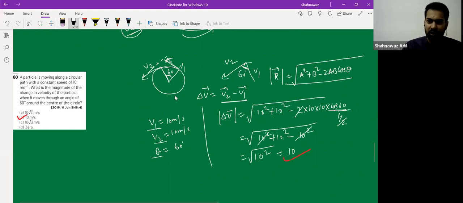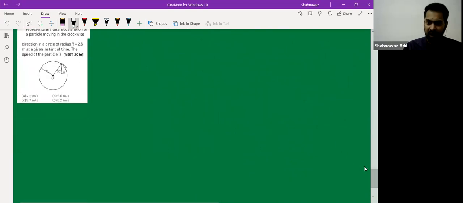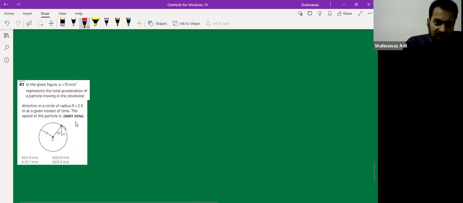Okay, next question, and then we'll move on to Newton's laws of motion. This question is very simple, and it was asked in NEET 2016. The acceleration is given in this question. A body is moving in this direction, and it has an acceleration vector. Let me draw a nice one.